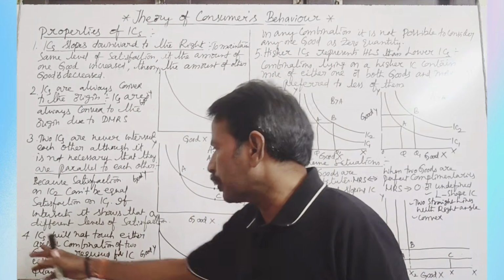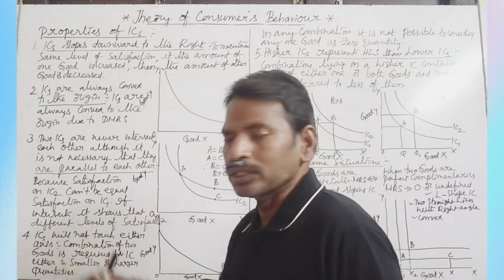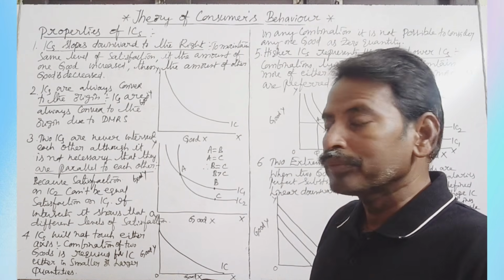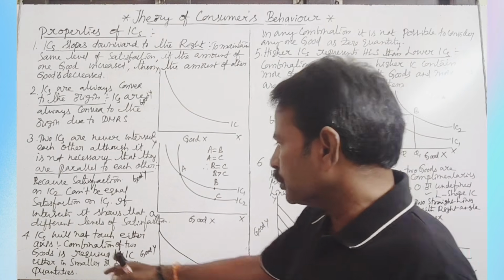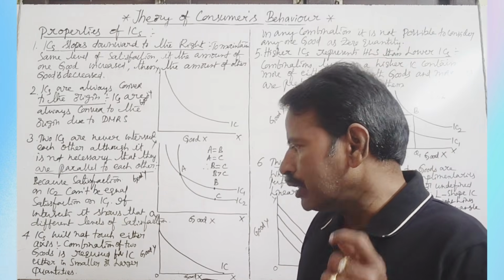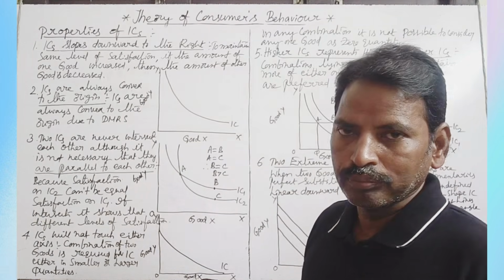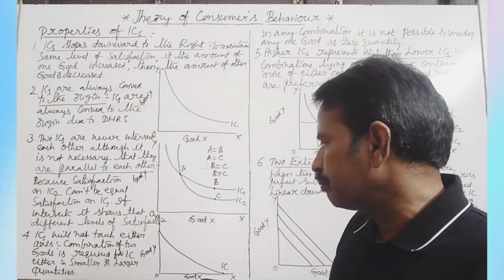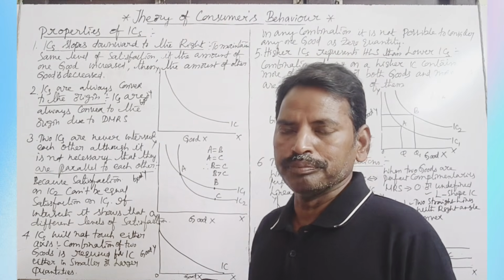Next, property number 4: IC will not touch either axis. Indifference curves will not touch either the x-axis or the y-axis. A combination of two goods is required for an IC, either in smaller or larger quantities.